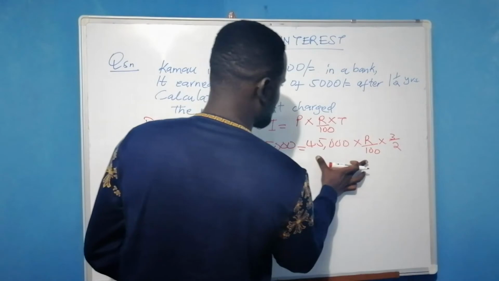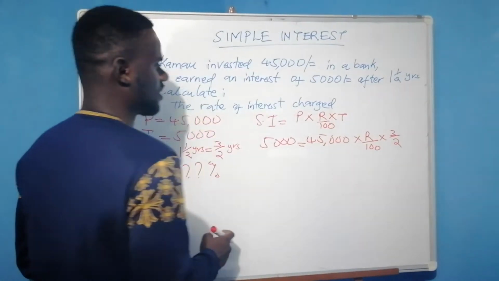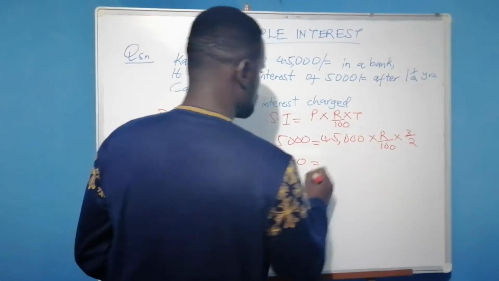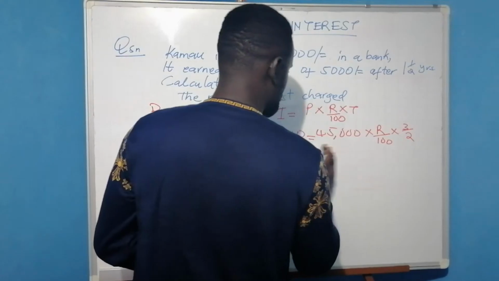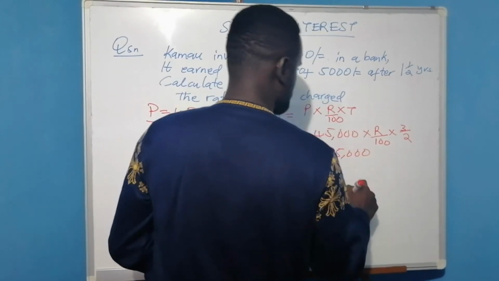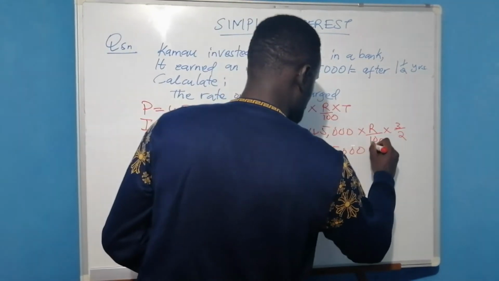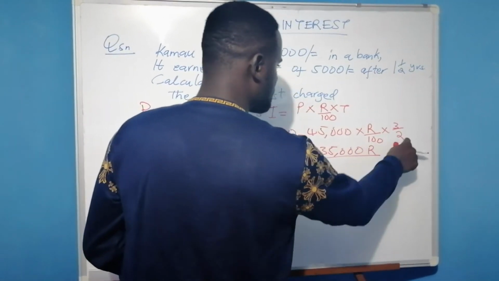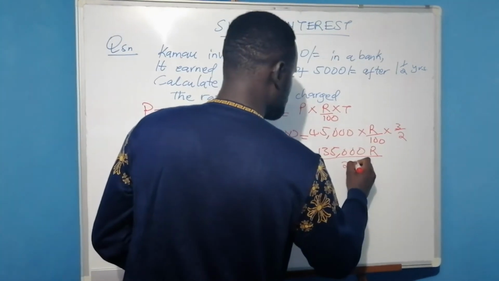So let's first simplify whatever is on the right hand side. So the left hand side will be 5,000 to be equivalent to 135,000 times R, so that will be 135,000 R all over 100 times 2, which will be 200.